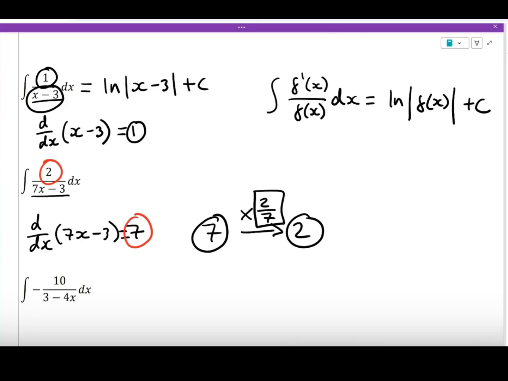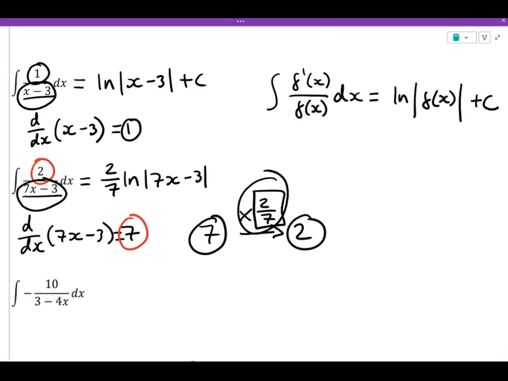Now, our final answer is going to be equal to the natural logarithm of the modulus of 7x subtract 3. However, to account for the fact that the numerator is not a perfect derivative of the denominator, we are going to have to multiply by the 2/7 we have here to ensure that we get the correct numerator. Let's have a look at my third one.